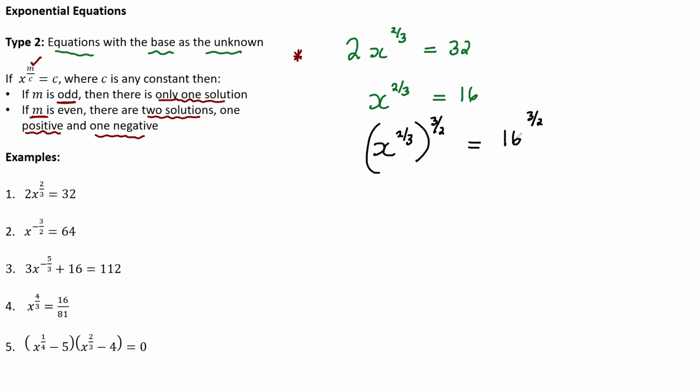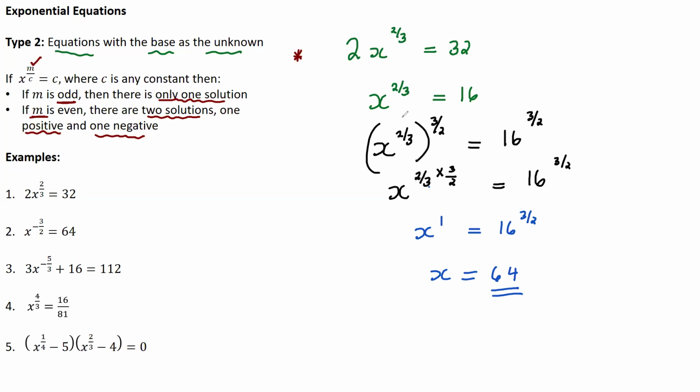Why? It's because this part will end up as 2 over 3 multiplied by 3 over 2. And I'm still going with this, 16 to the power 3 over 2. Then mathematically, 2 over 3 times 3 over 2 gives you 1. So it's x to the power 1. Then here 16 to the power 3 over 2. X to the power 1 is like x. Then you put your calculator on and say 16 to the power of 3 over 2. And the answer for x is 64.